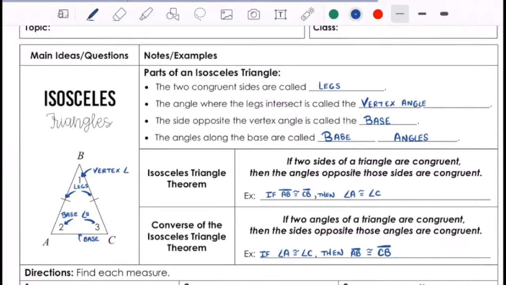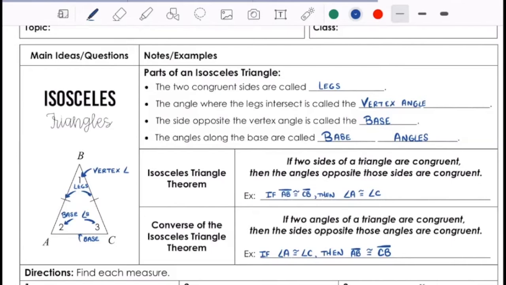Today we're going to talk about isosceles triangles and equilateral triangles and how their congruent sides and subsequent congruent angles make our lives a little easier when we're trying to solve for these two specific triangles. So first off, we have to talk about some of the parts of our isosceles triangle. We've got two congruent sides, which we call our legs.